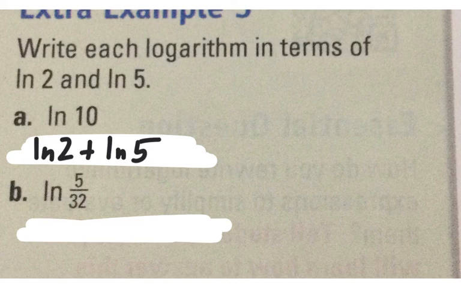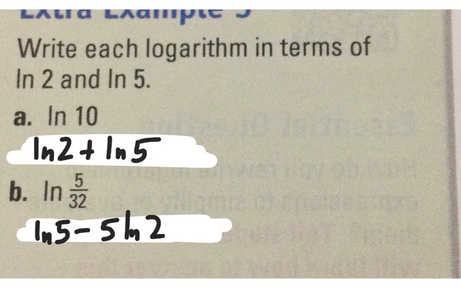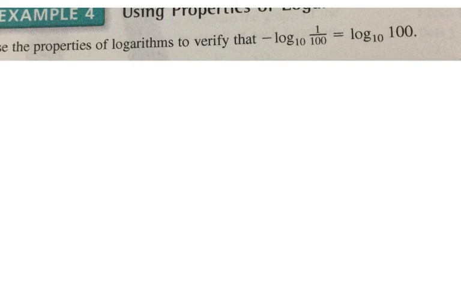B part. What do we get? Natural log 5 minus 5 natural log 2. That's correct. 32 can be rewritten as 2 to the 5th power, and then you bring the 5 out front. And again, because the arguments were being divided, that means I'm going to subtract.